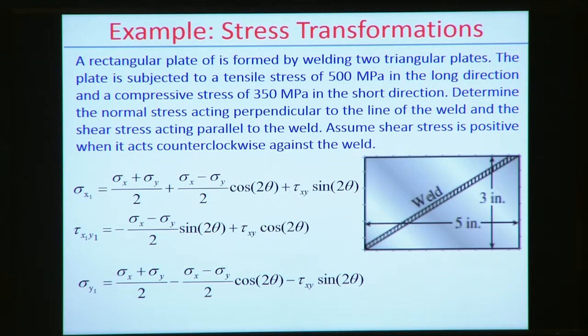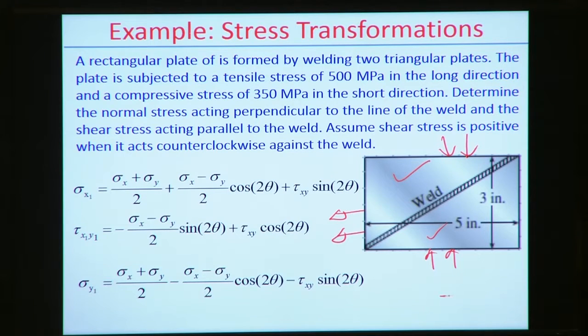So this problem defines that a rectangular plate is formed by welding two triangular plates. So this is one triangular plate, this is another triangular plate, and the dimensions are given, and we weld them, and then we get one rectangular plate. Now the plate is subject to a tensile stress of 500 megapascal in the long direction, meaning in this direction 500 megapascal stress is acting, and a compressive stress is acting in the other direction, that is 350 megapascal. Determine the normal stress acting perpendicular to the weld line.